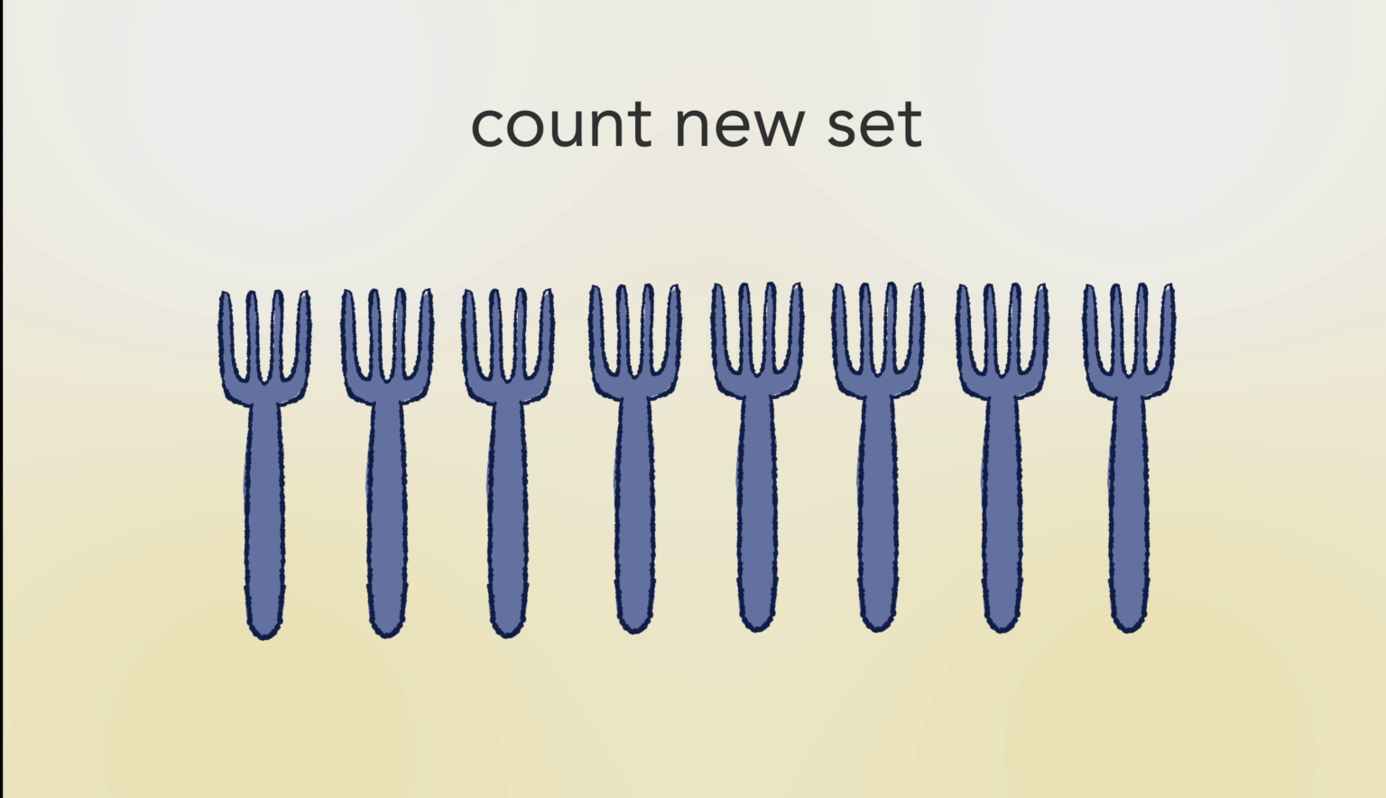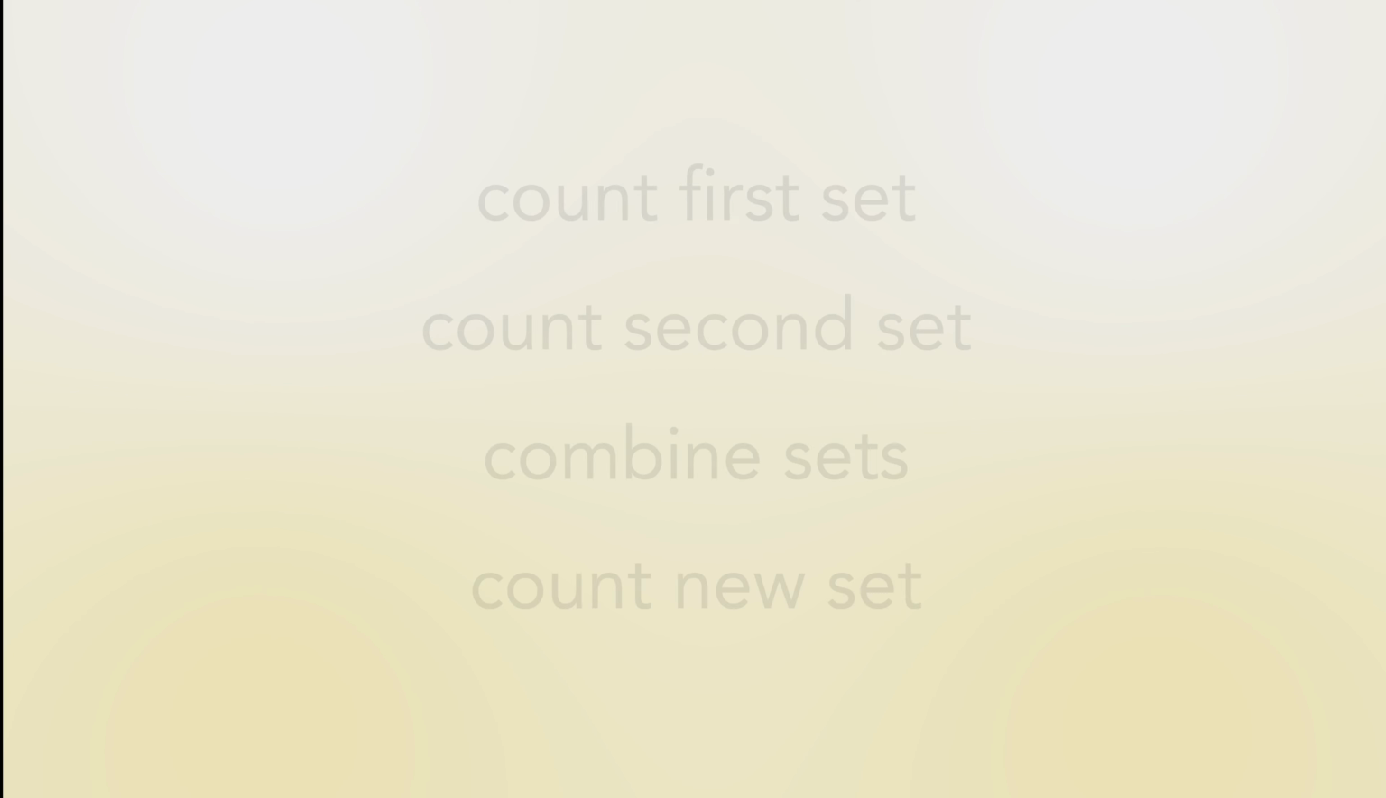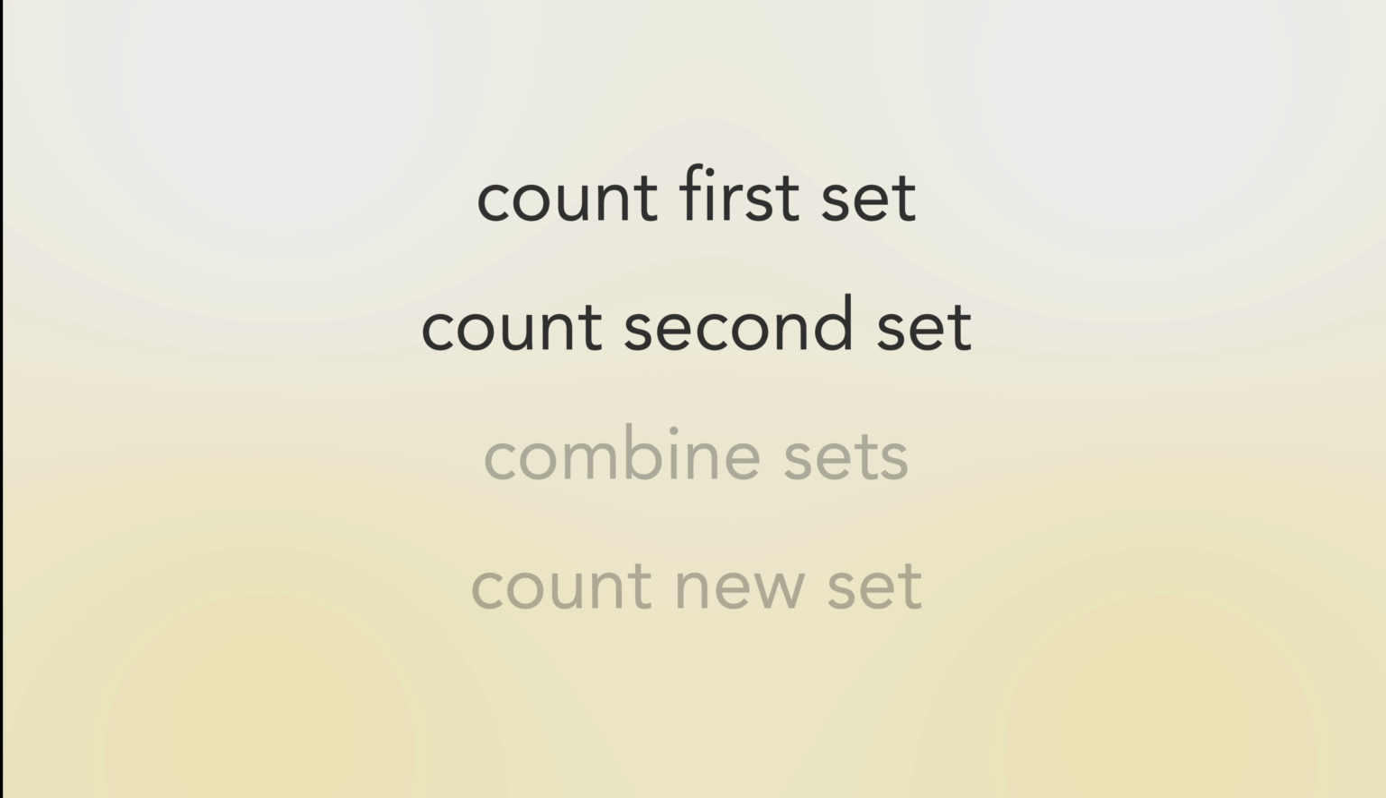We count the new set. 1, 2, 3, 4, 5, 6, 7, 8. We have 8 forks altogether. Is 8 forks enough for 7 children to each have 1 fork? Counting the first 2 separate sets before combining them, a key part of counting all, may not seem like a necessary step, but it's very powerful for children's thinking.